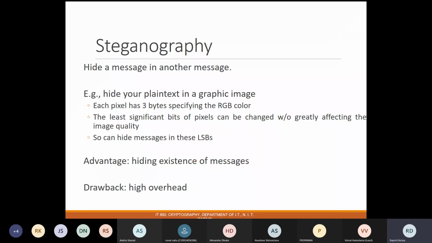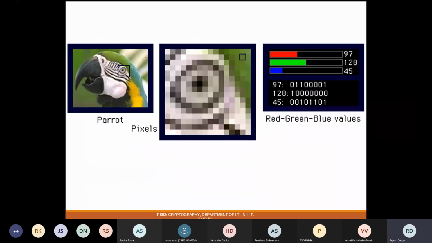Then there is one more method called steganography, which is used in the field of cryptography. In this technique, as you know, in images each and every pixel consists of three subpixels: R, G, and B.